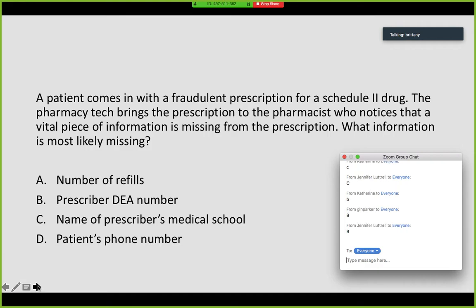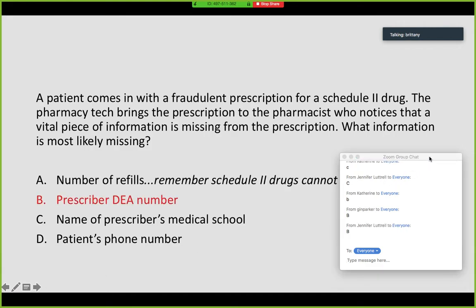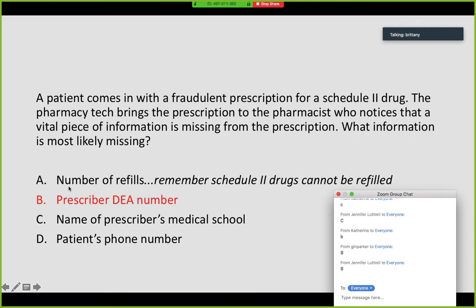Right, so the correct answer is B, the prescriber DEA number. So don't get tripped up by A. If you know it's a Schedule II drug, you know that it cannot be refilled. So that information would not be necessary.